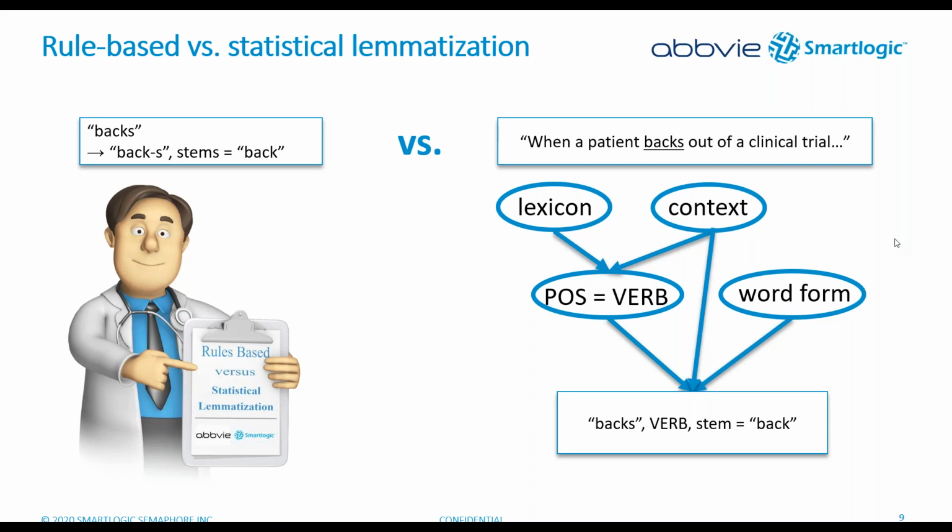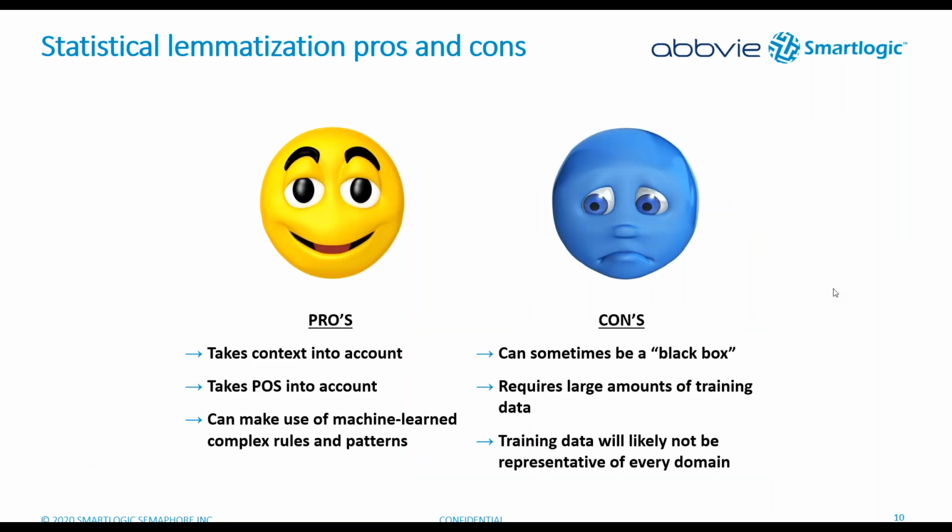So these two approaches have pros and cons. I would say the upsides to the statistical lemmatization, the thing on the right there, is that it does take context into account, takes part of speech into account, and these models typically involve some level of machine learning, which is great because it can analyze complex rules and patterns in training data. So you're not just hand coding rules, trying to think of every scenario, like you do with a Snowball stemmer or something like that.